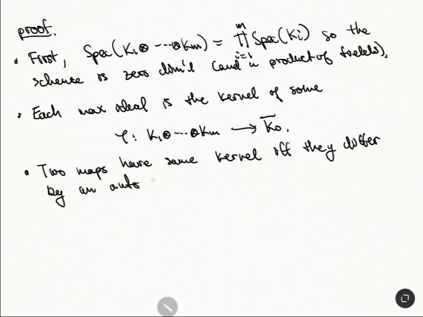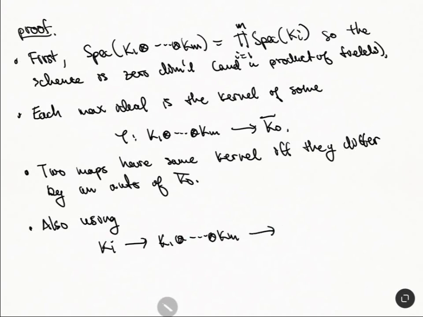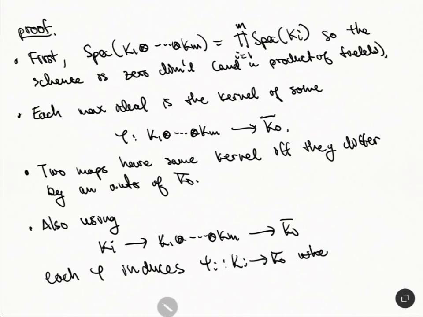An automorphism of K0 bar. Okay, so also using the composition, right? So we have K1, so we have Ki. This goes into here, K0 bar. Each phi induces a map psi i from Ki to K0 bar, and then we can write out a nice formula for this phi, so that phi of A1 tensor ... AM looks like psi 1 A1 ... psi m AM.